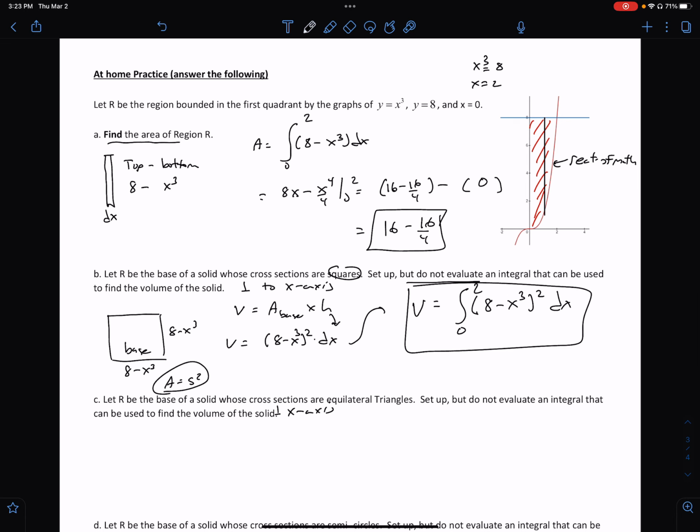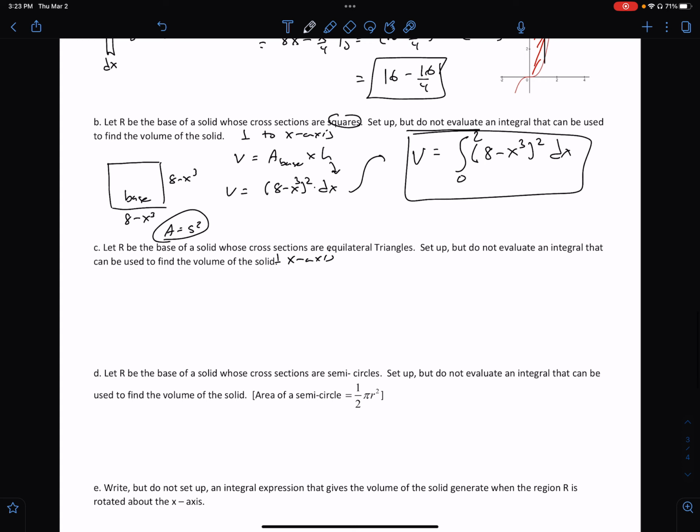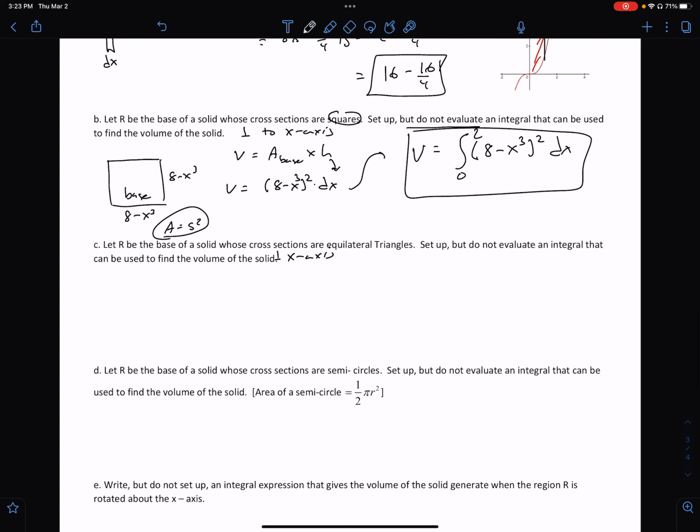All right. The next one, let's take a look here, part C. Part C does the same thing, but now our cross sections are equilateral triangles. So we can use that equilateral triangle form. If I draw my equilateral triangle, just like we did in the second video, it's all about the base today, no trouble, 8 minus x cubed.